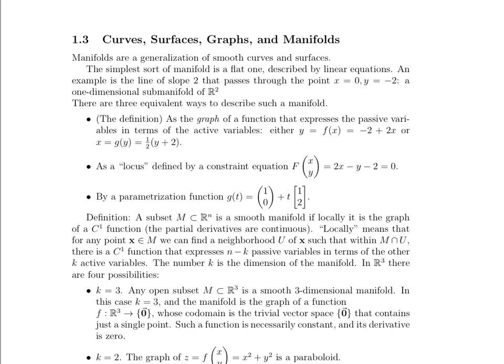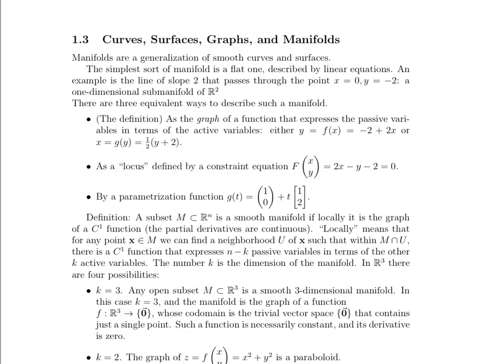So let's take a look at the definition of a smooth manifold. A subset M of Rn is a smooth manifold if locally it is the graph of a C1 function. Well, a C1 function means that its partial derivatives are continuous.